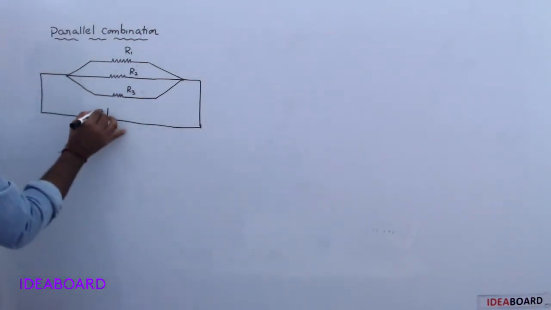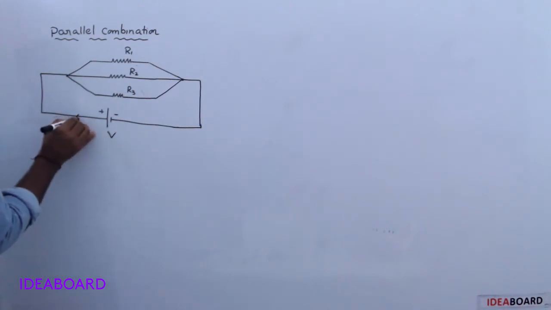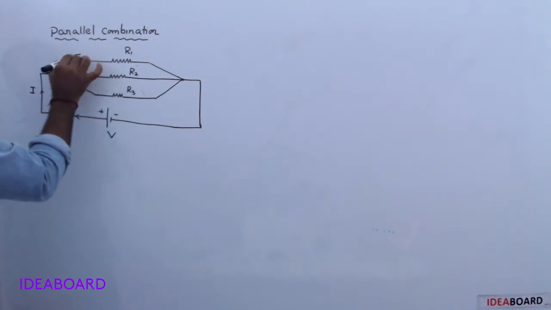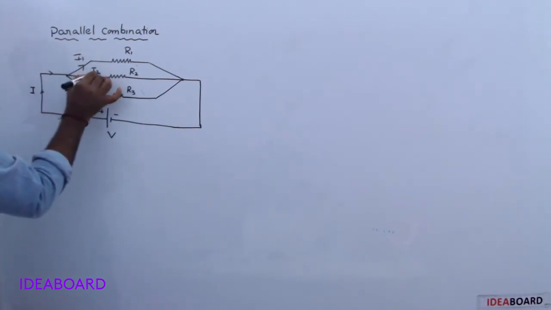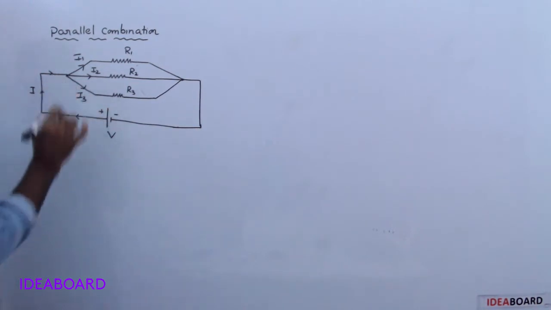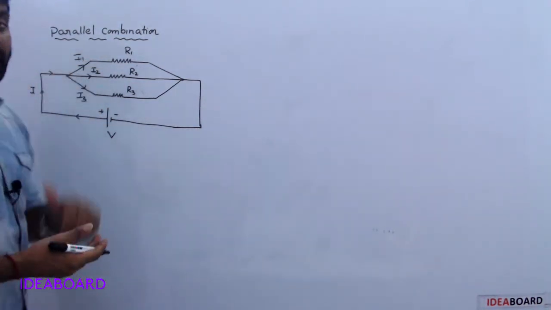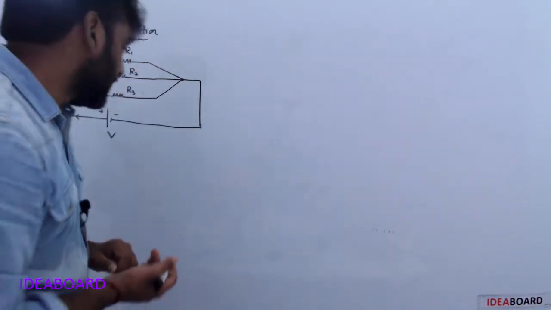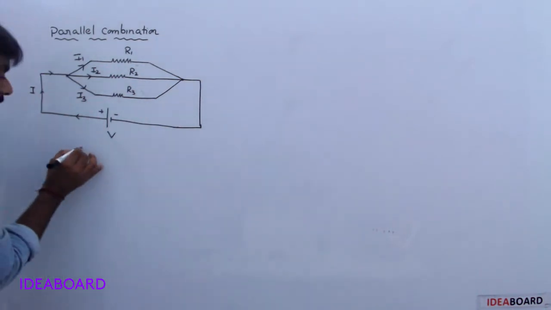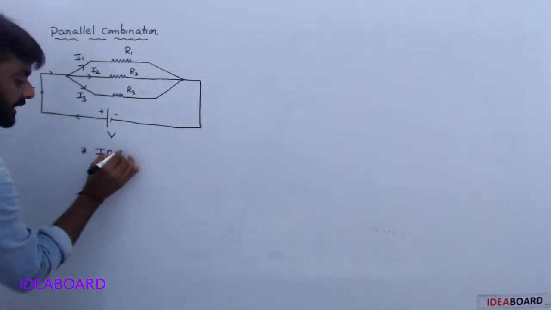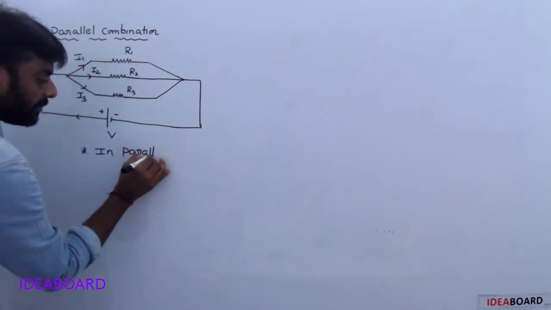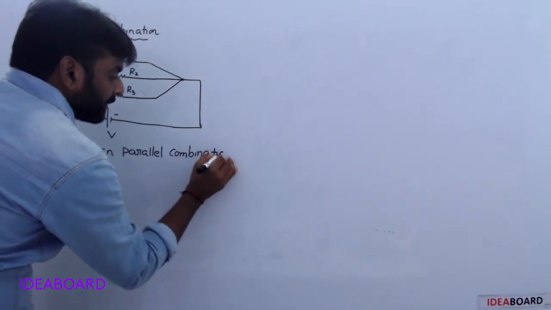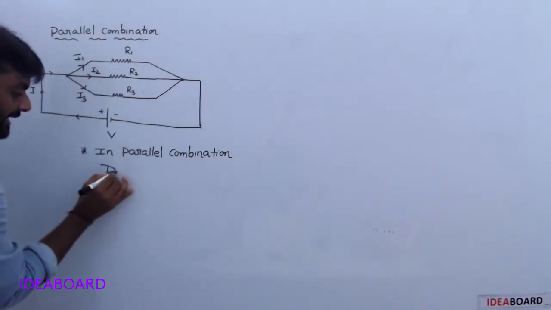Positive, negative, potential. Here the passing current is I. Through this one, I1. Through this one, I2. Through this one, I3. Here current is splitting, but potential is constant. In this case, which one is constant? Potential is constant. So in parallel combination, potential is constant.